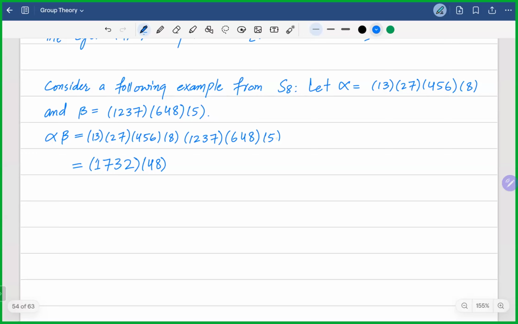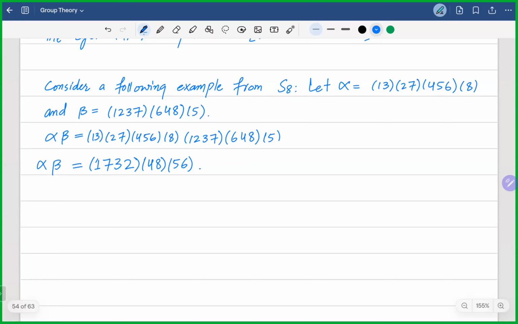Now let's start with 5. 5 is fixed in this over here in 5, but 5 in 4, 5, 6 goes to 6. So 5 goes to 6. Now 6 goes to 4, and then 4 goes to 5. So this is again a complete cycle. And this is the cycle notation of alpha beta. This is their multiplication. This is how we do composition.